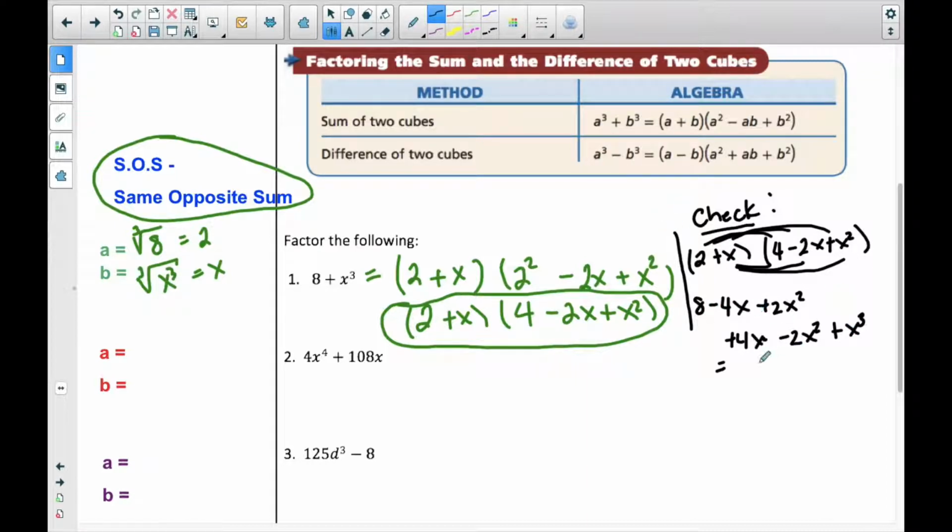And so when I multiplied it out, since I ran out of space, I've lined up the like terms, which if you had space, you might not have done that. It doesn't matter. But I can notice here that my like terms, look at that. Those are going to cancel, and those are going to cancel. And so if I simplify this, what I really have is 8 plus x to the third. And I was checking, and that is what my original problem was, so I must have done it right.